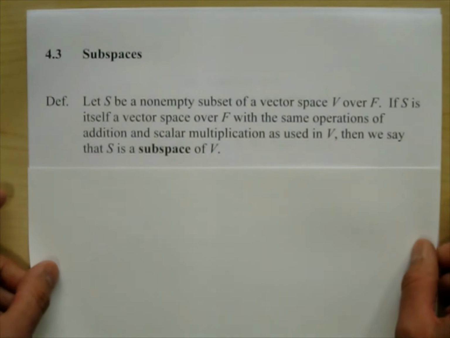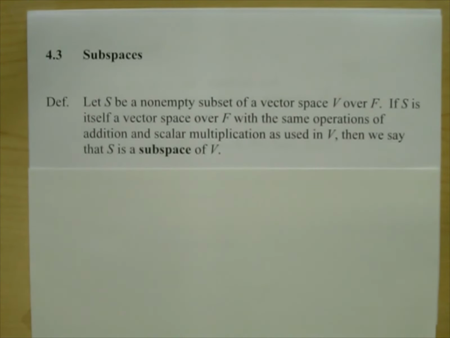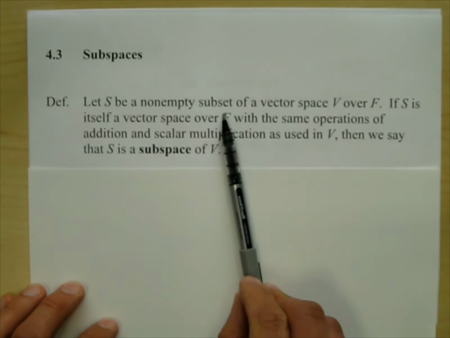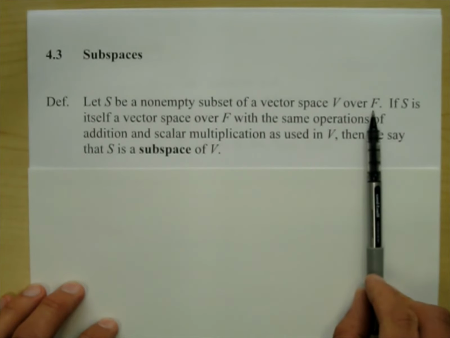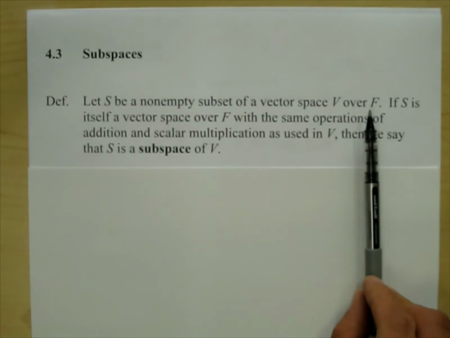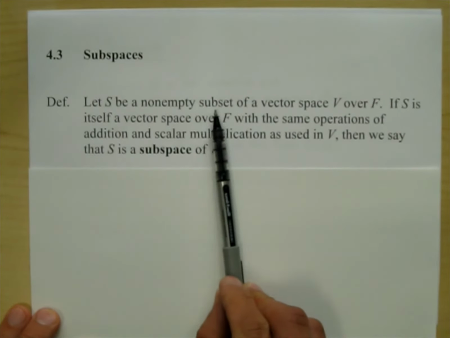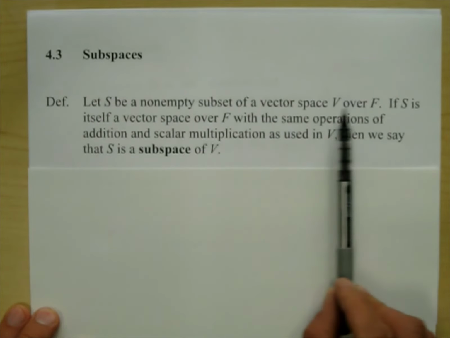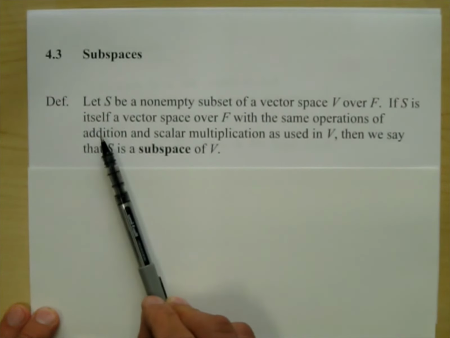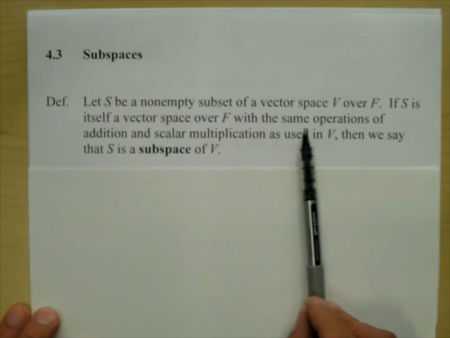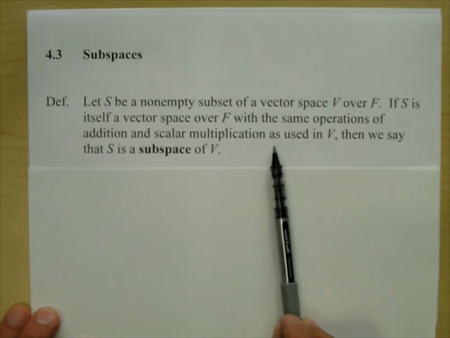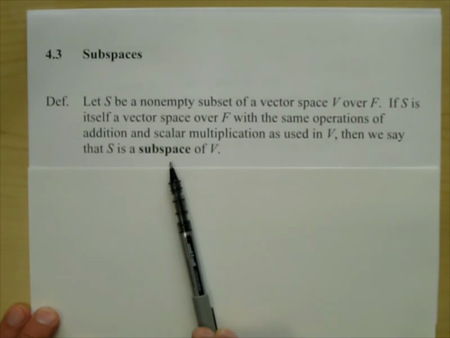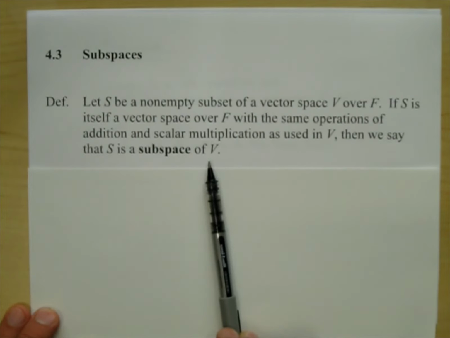If you have your definition sheet handy, there's the definition right there. Let S be a non-empty subset of a vector space V over F. So we have a subset, not to be confused with subspace. A subset is just a part of a set. If S itself is a vector space over F with the same operations of addition and scalar multiplication as used in V, then we say S is a subspace of V.